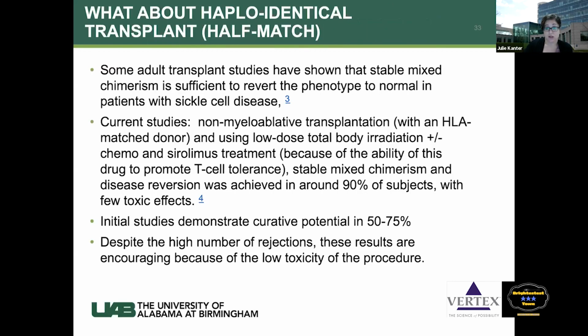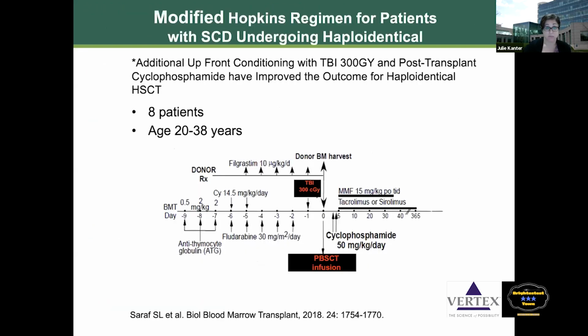So we have shown now that stable mixed chimerism is sufficient. We've come up with a regimen that we can use for half-matched transplants. And the initial studies showed us a curative potential in 50 to 75%. There was a high number of rejections, but it was encouraging because there wasn't a lot of graft versus host disease or unnecessary patient mortality. So this has since been modified and improved since then. Additional upfront conditioning with radiation and this post-transplant cyclophosphamide have significantly improved these outcomes.